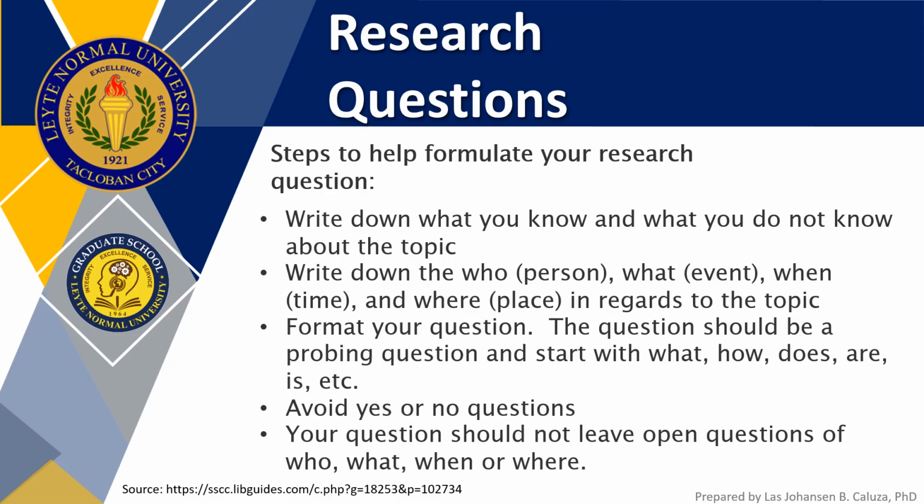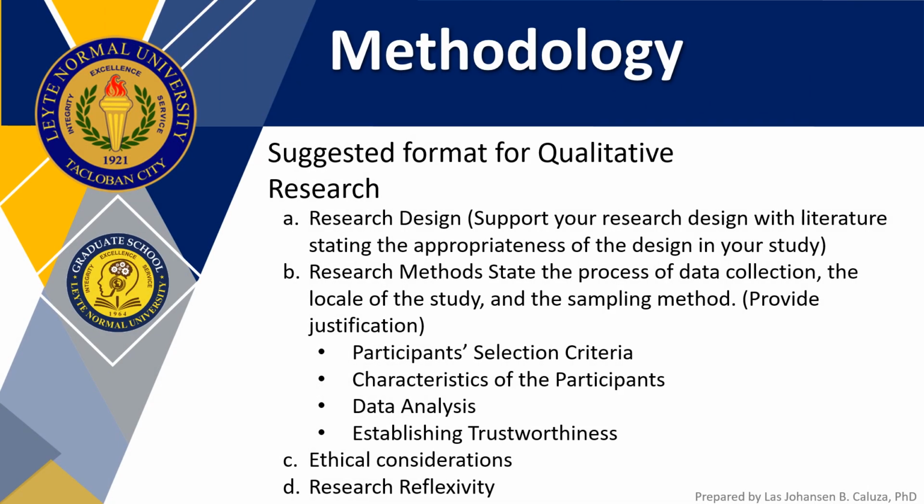All right, so steps to help formulate your research questions. Write down what you know and what you do not know about the topic. That's very, very important. Write down also the who or person, the what or event, the when or the time, the where, the place in regards to the topic. Now, format your question. The question should be a probing question and start with what, how, does, are, is, etc. Avoid using yes or no questions because basically these questions are close-ended and should be reflected only in the survey questionnaire. Your questions should not leave open questions of who, what, when, or where.